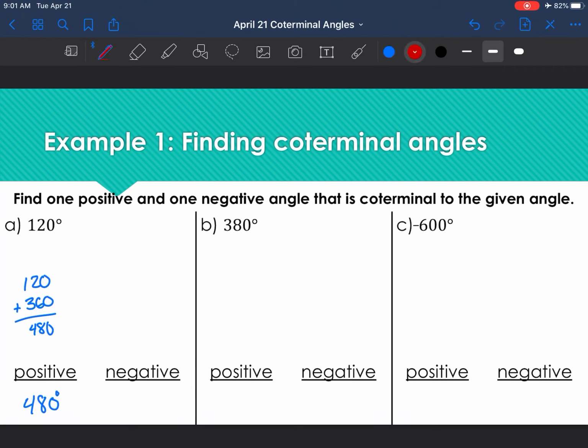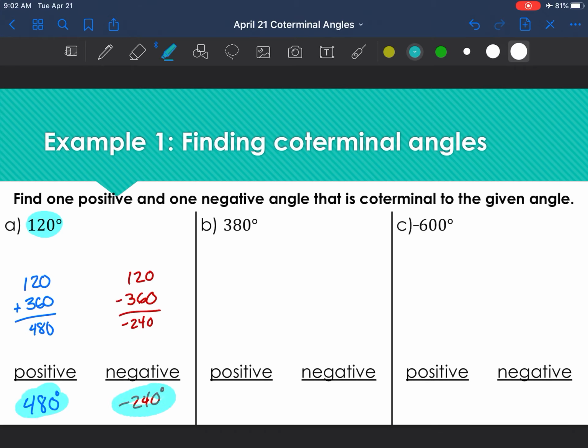Now, if I want to find a negative one, I'll start with the 120, but then I will minus 360 from that. Minus 360, and I think that's negative 240. So there you go, there's a negative 240. What I've just done here is found other degrees. The 120, the 480, and the negative 240 are all degrees that, if I were to graph all of them, would look the exact same. They would all end up in the same place.